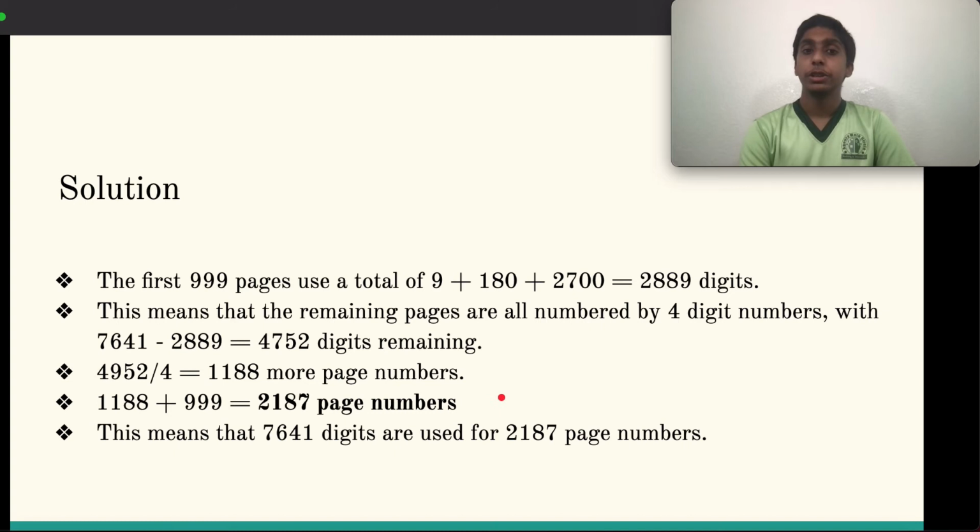So again, that was a lot to say, but when you do the math, this should be pretty simple. You're just doing some division to find how many page numbers are left, and then based on that, you should be able to calculate, when you add that up with the page numbers that you had in the beginning, a total number of page numbers that are numbered by that many digits.